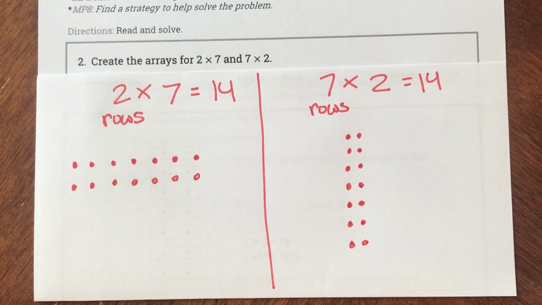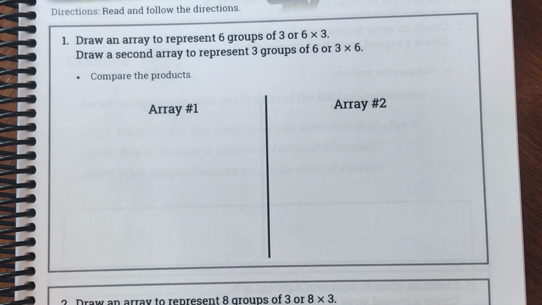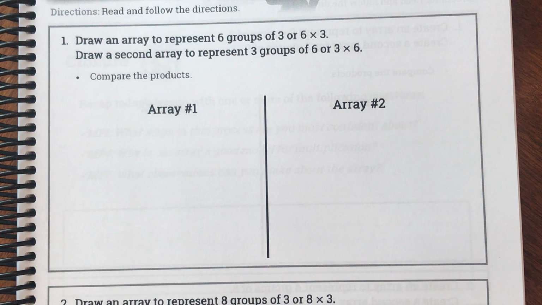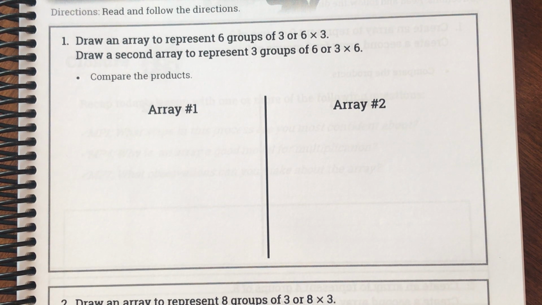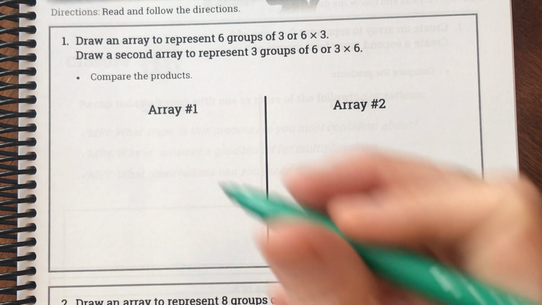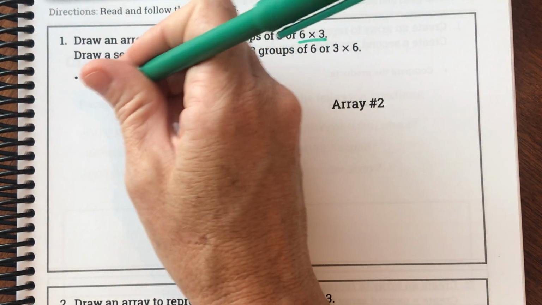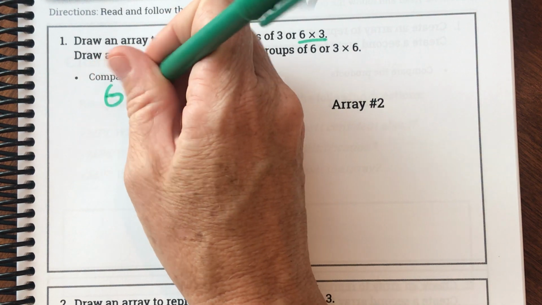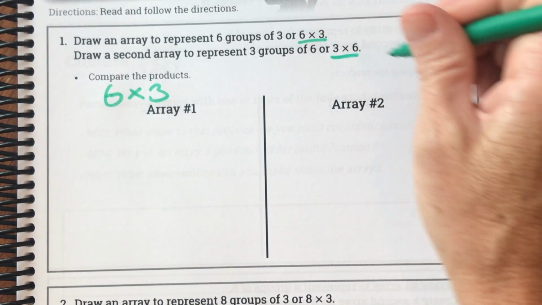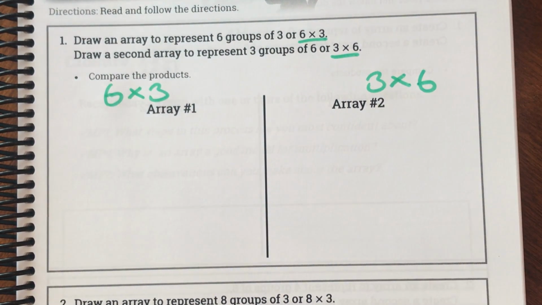Ladies and gentlemen, we're on page 122. And here is our first problem. It says, draw an array to represent 6 groups of 3, or 6 times 3. Draw a second array to represent 3 groups of 6, or 3 times 6. Okay, so the first one is 6 times 3. So let's write that here. And the second one is 3 times 6.